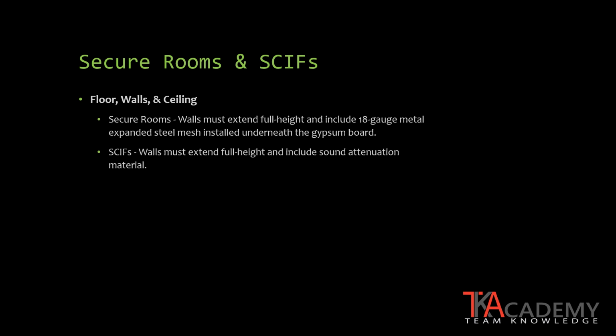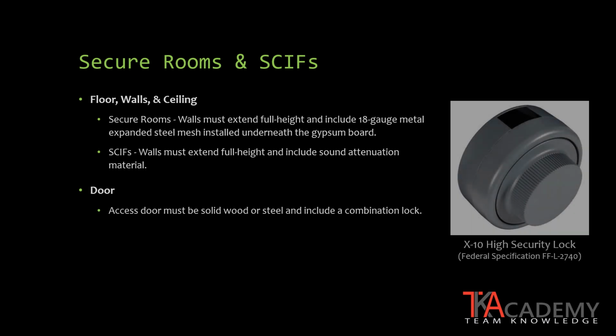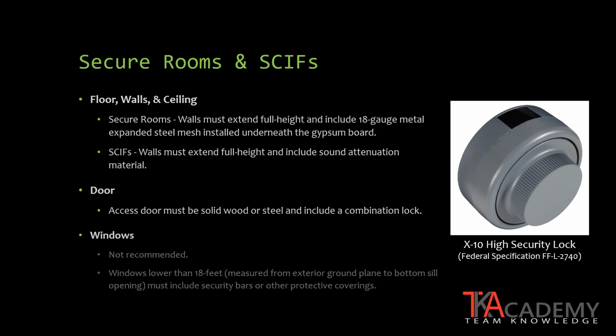In both secure rooms and SCIFs, there should be a single point of access or doorway. The door must be solid wood or steel and include a combination lock. Windows are not recommended, although they are not strictly prohibited. If there are windows in a room, windows lower than 18 feet, which is measured from the exterior ground plane to the bottom sill of the opening, must include security bars or other types of physical security barrier.